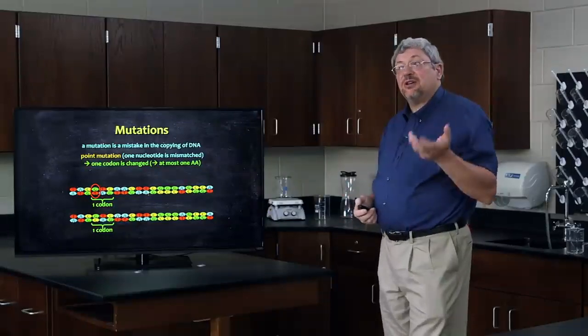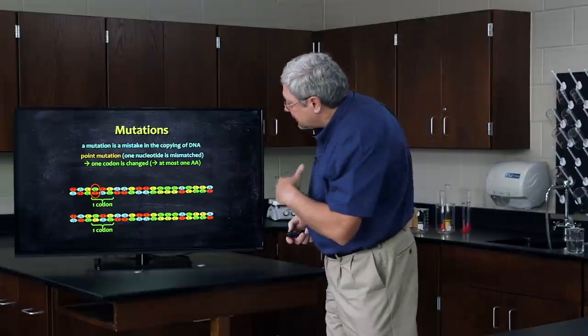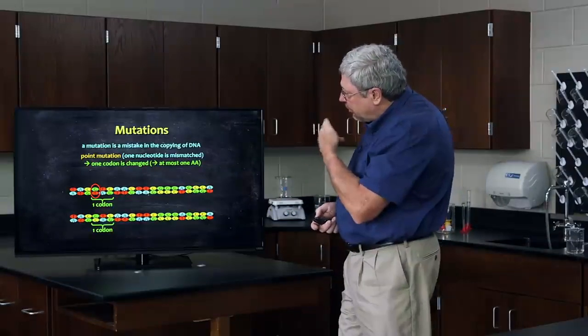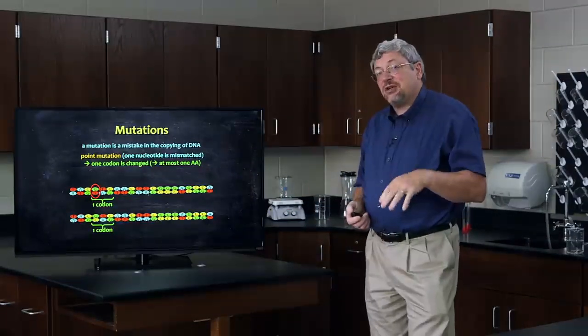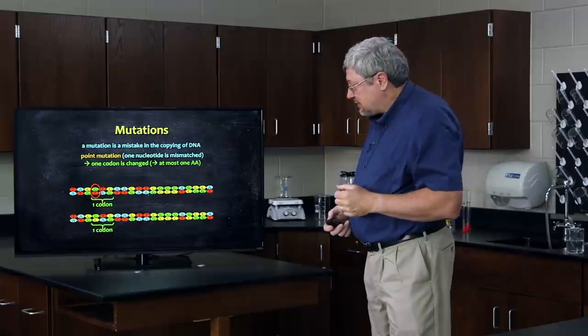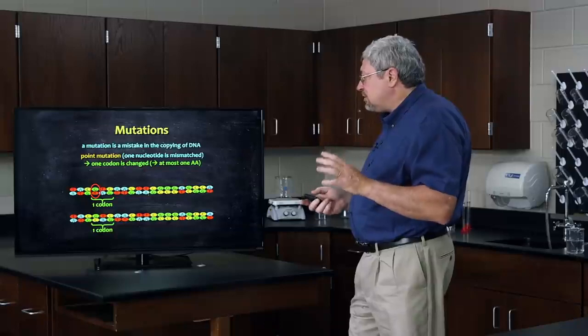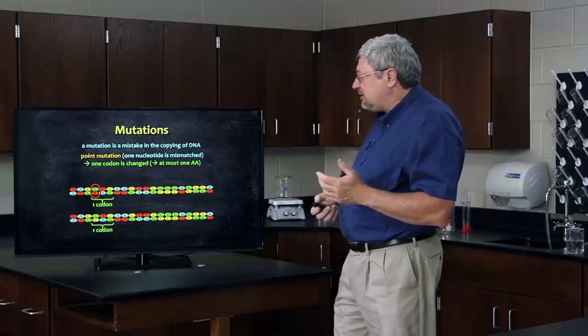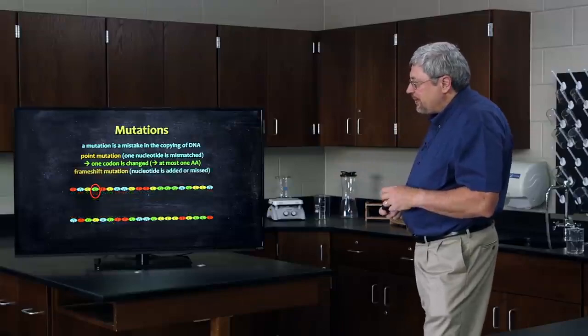Now, sometimes that's going to affect the whole protein, to just replace one amino acid. Sometimes that is deleterious and dangerous and, in fact, deadly. Sickle cell anemia, for example, is due to a point mutation. Just one nucleotide is changed. As a consequence, it has deadly effects on people. In most cases, though, a point mutation does relatively little damage to the final result.